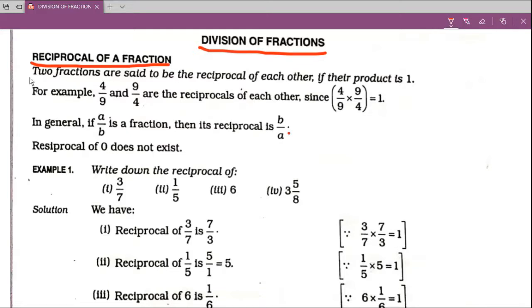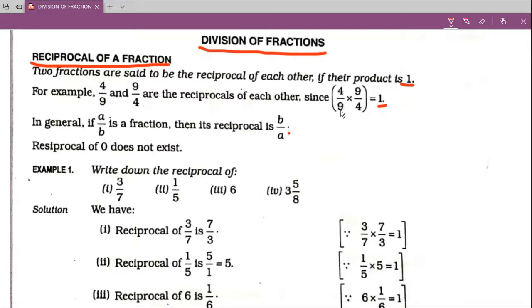Let's read this given literature, which is very helpful to you. Don't forget to read this one. Two fractions are said to be reciprocal of each other if their product is 1. For example, 4 by 9 and 9 by 4 are reciprocals of each other, since 4 by 9 into 9 by 4 is equal to 1, which I have already said.